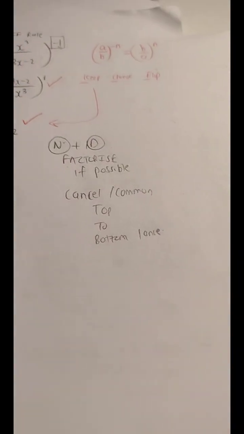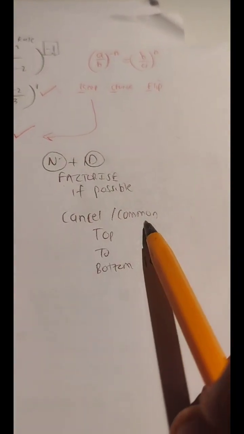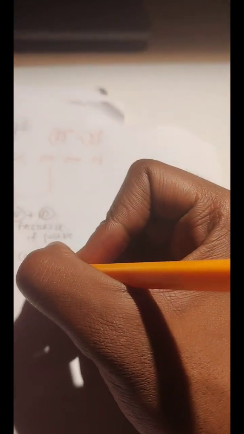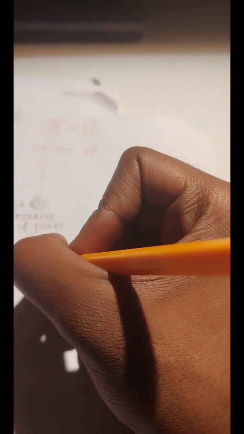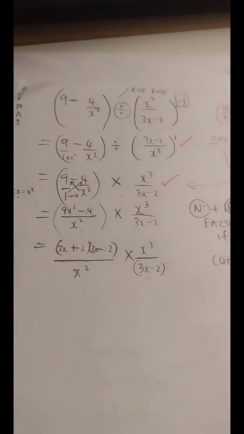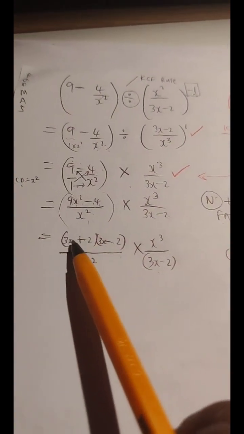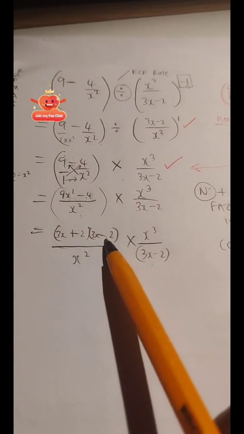Okay? We cancel common. And when we cancel, guys, if something at the top is common to something at the bottom, we cancel. So if we look here, at 3x plus 2 and 3x minus 2.